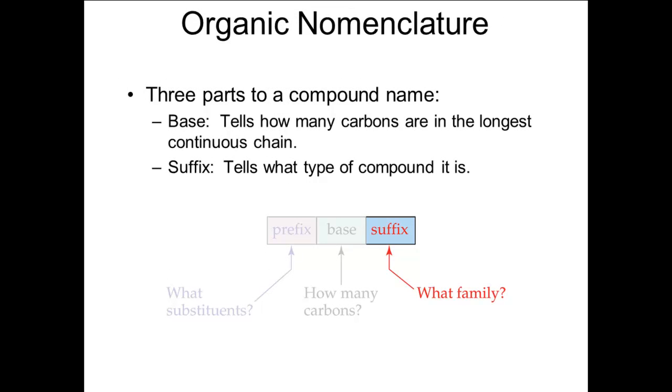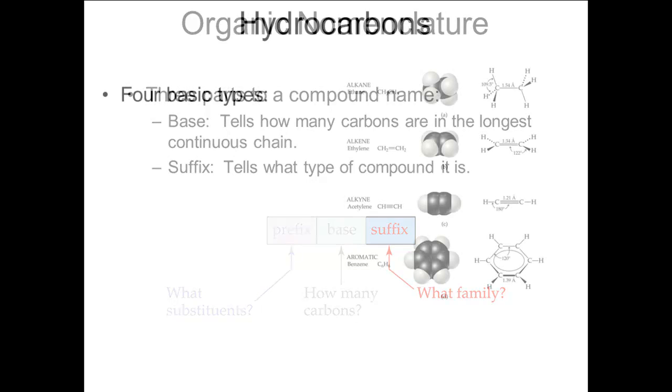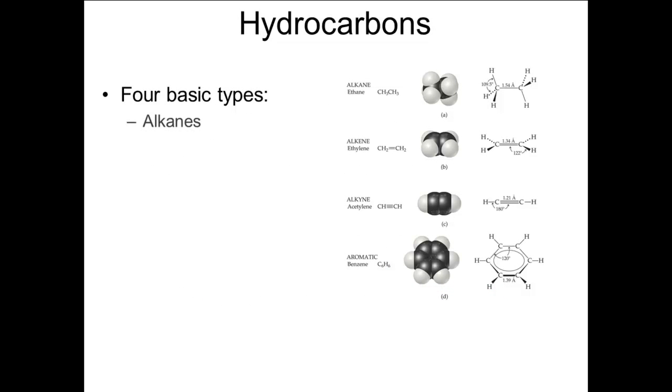The second part of the name is the suffix, which indicates the type of family the hydrocarbon is part of. There are 4 basic types: alkanes, alkenes, alkynes, and aromatics. The first 3 are very similar in the way things are named, with significant differences for the aromatics.